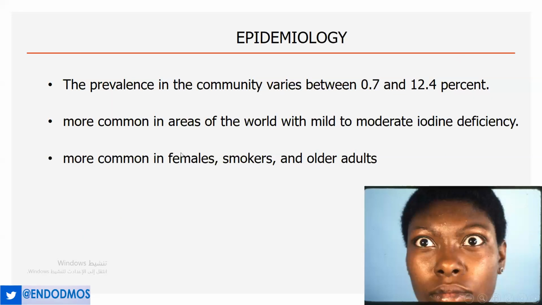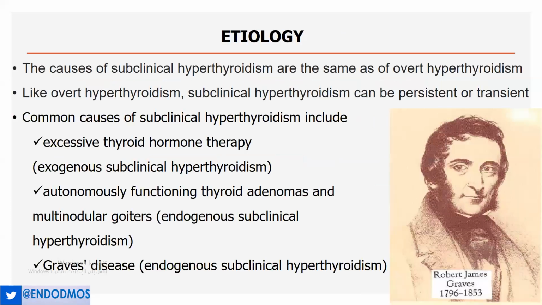The prevalence is about 0.7 to 12.4%, more common in areas of the world with mild to moderate iodine deficiency, more common in female smokers and the older population. The etiology is the same as overt hyperthyroidism.